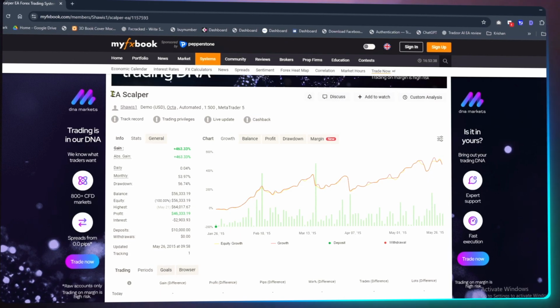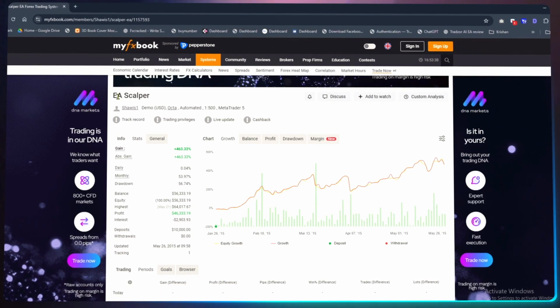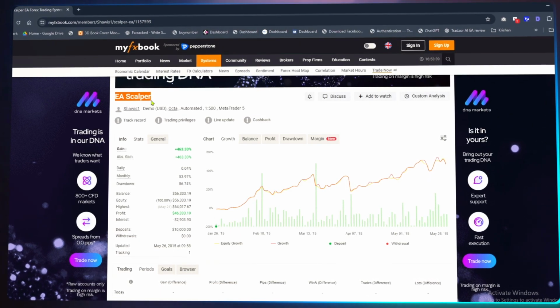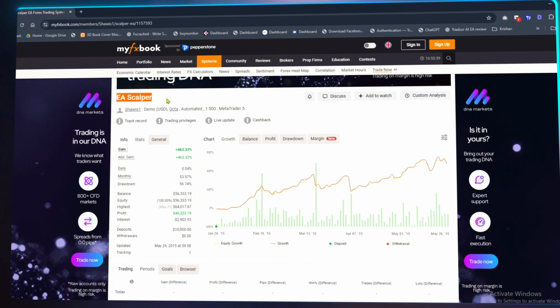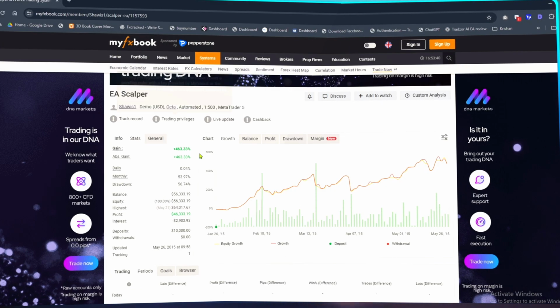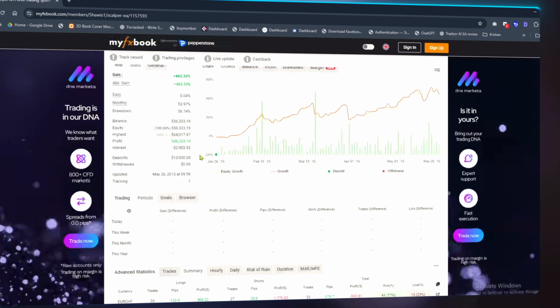Monthly performance sits near 53.97%. Daily movement stays modest around 0.04%. And yes, drawdown reaches roughly 56.74%. But it's paired with a clear recovery structure rather than chaotic collapse.